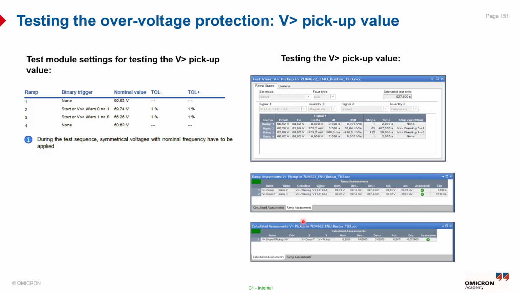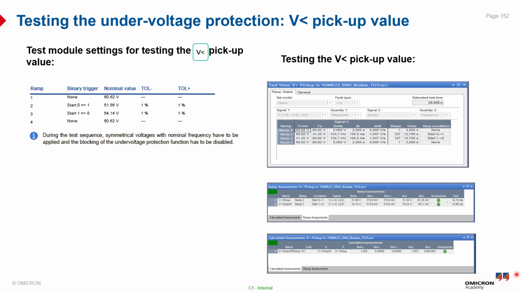Also, you can get the calculated assessment, which is the drop-off over the pickup value, called the reset ratio, which is expected to be more than 95%. You can also get this calculated measurement based on the actual measurement in the ramp assessment view.